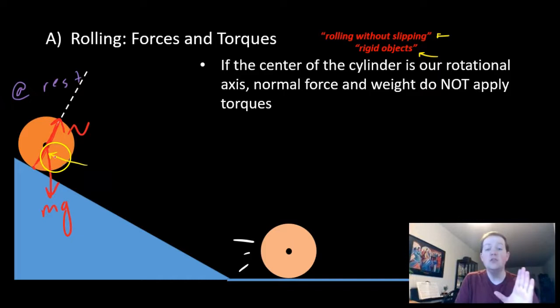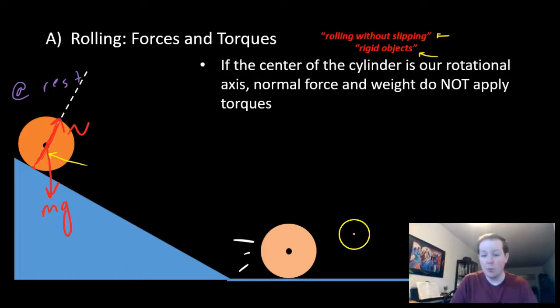Okay? Is the normal force applying a torque? No, because the normal force is also passing right through the center. Neither the normal force nor the weight of the object are applying a torque. So neither of those two things are making it rotate.